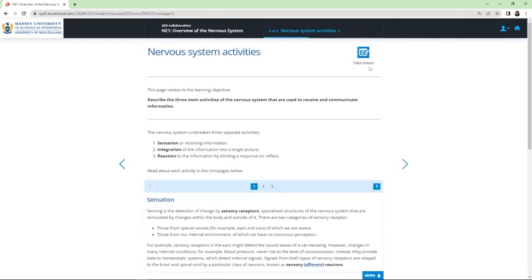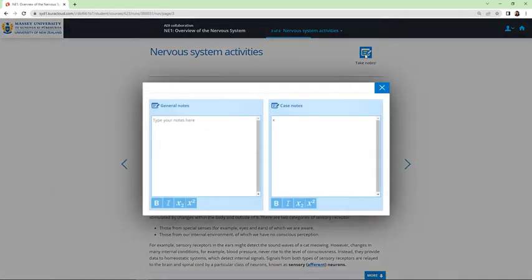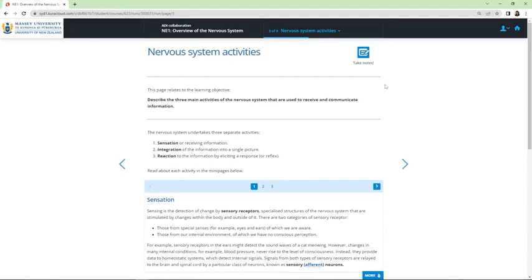On the top of this new page, you can see a notebook icon. This is where students can find their case notes as well as record their general notes. Students can capture information in their own words and organise it in a way that makes sense to them. Each page lists the relevant learning objectives, so students know what they will be focusing on and how the page helps them meet these overall learning goals.